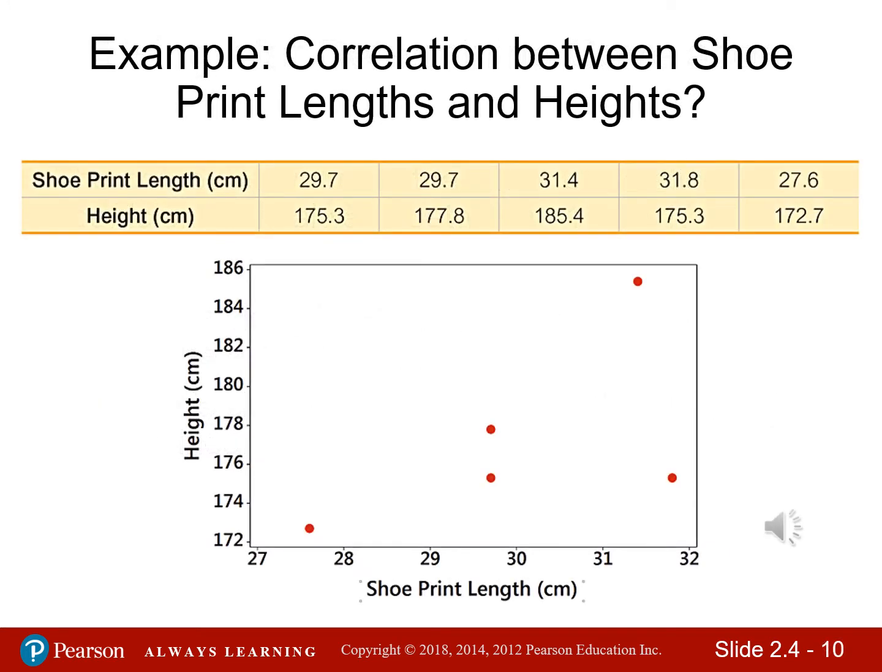Let's consider these data of shoe print lengths and the heights of males. The researchers want to know if there is an association between shoe print lengths and the heights of their male subjects. The researchers measured the shoe print length and the heights of their 5 male subjects and plotted these data in a scatter plot. Looking at the scatter plot, it is not clear if there is a linear correlation.